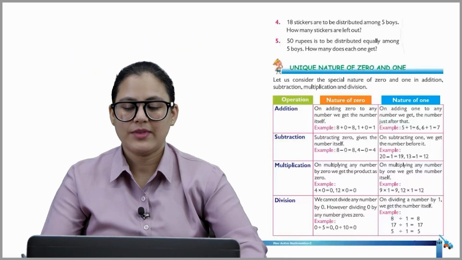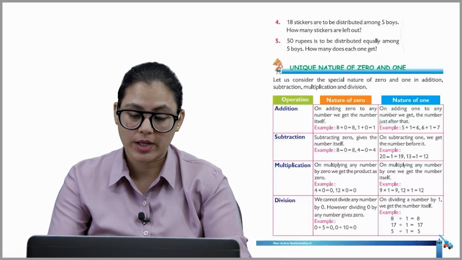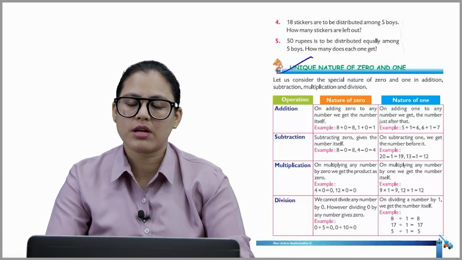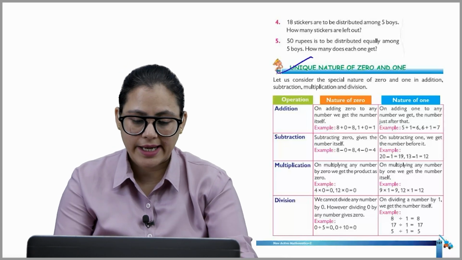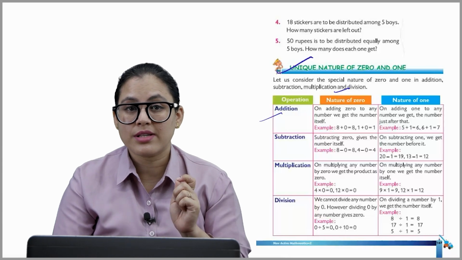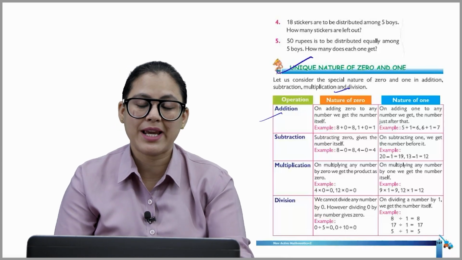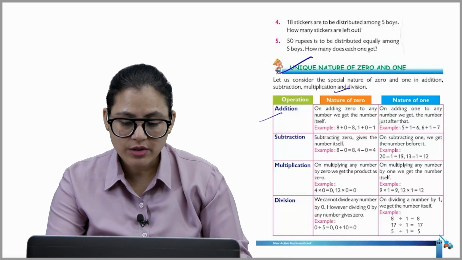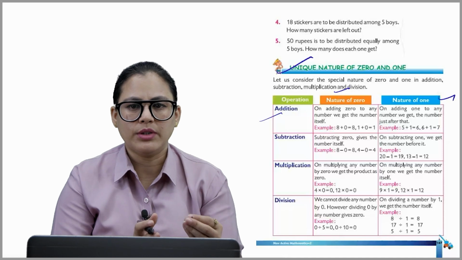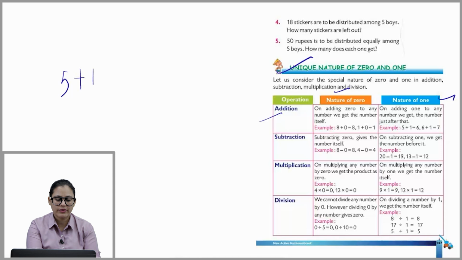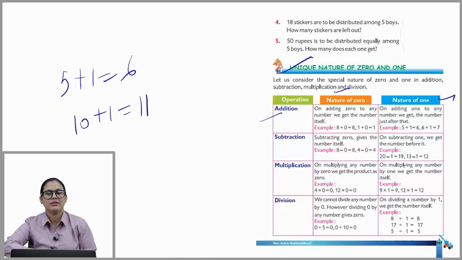Next, unique nature of 0 and 1. Let us consider the special nature of 0 and 1 in addition, subtraction, multiplication and division operation. Addition. Nature of 0. On adding 0 to any number, we get the number itself, which you already know. Okay. Example, 8 plus 0 is 8. 1 plus 0 is 1. Okay. Now, nature of 1. On adding 1 to any number, we get the number just after that. Okay. Means, if we add 1 to 5, we'll get 6. If we add 1 to 10, we'll get 11. Means the number just after that.